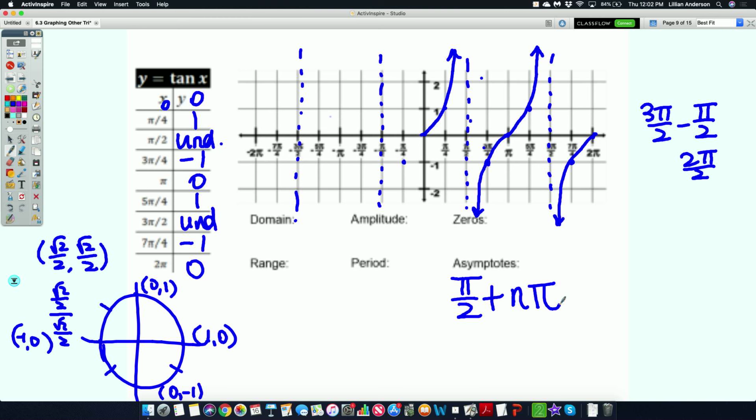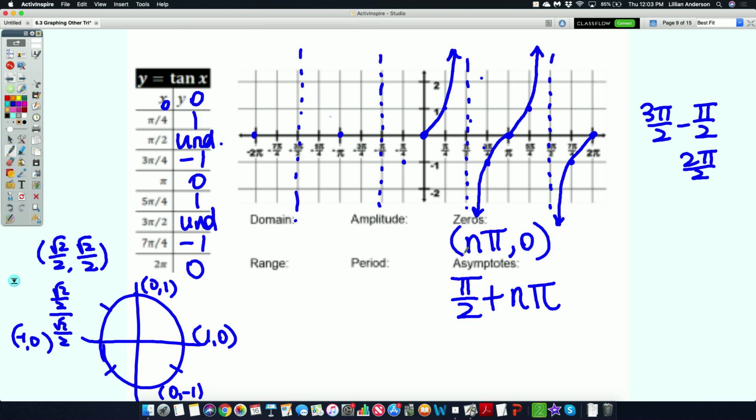My zeros. I have a 0 at 0, a 0 at pi, a 0 at 2 pi. Where will my other zeros be if I go to the negative side? Negative pi, -2 pi. So my zeros occur every, how do I represent that? Pi plus n pi? I can say pi plus n pi, yep. Or I could say 0 plus n pi. Or just n pi. But it will work.